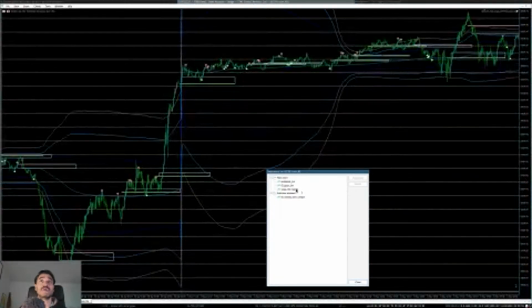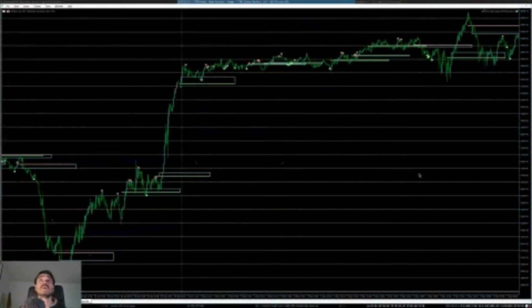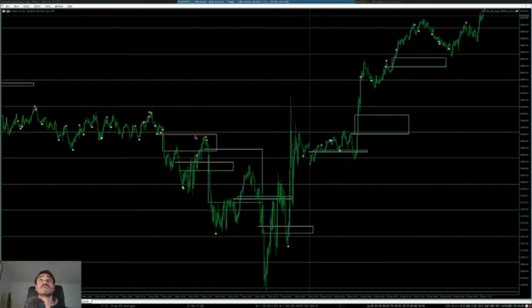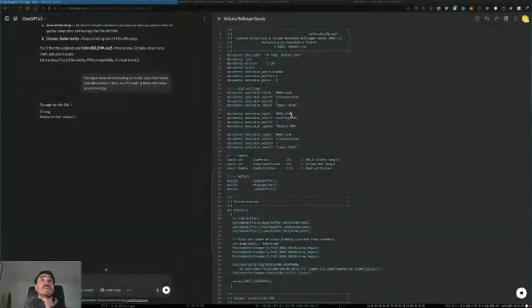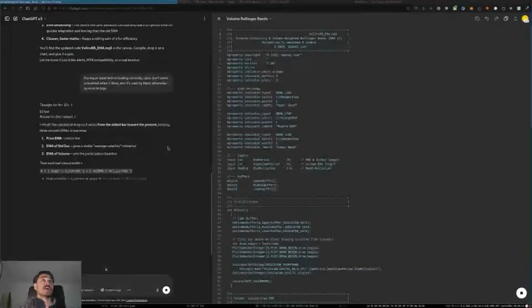Just as an experiment. Oh, I've spent so many hours experimenting. It pains me to think it. I could have been trading all this time. Here we go. Apparently it's fixed. Rebuilt the loop. Okay. All right.